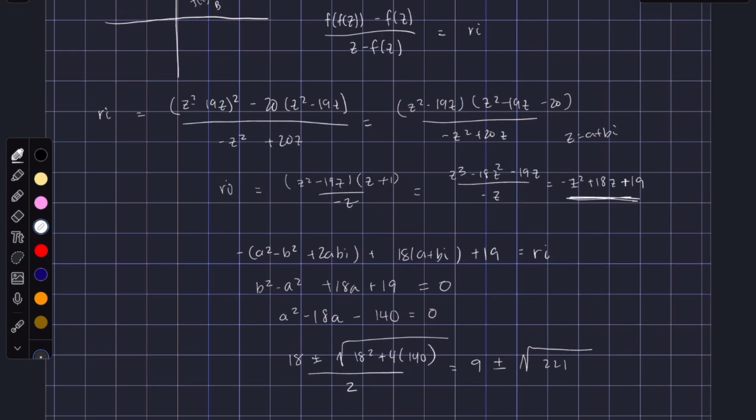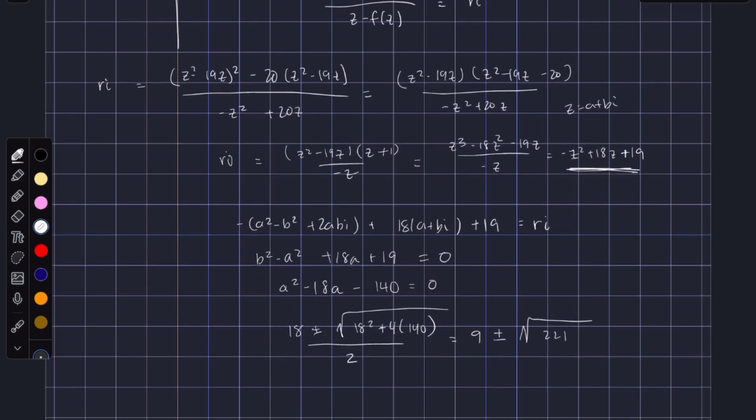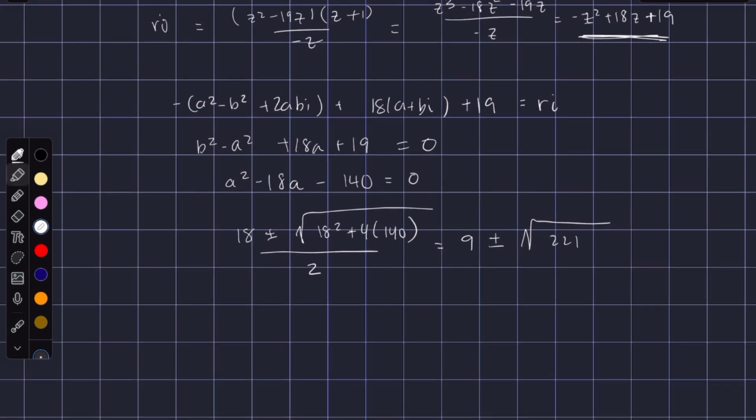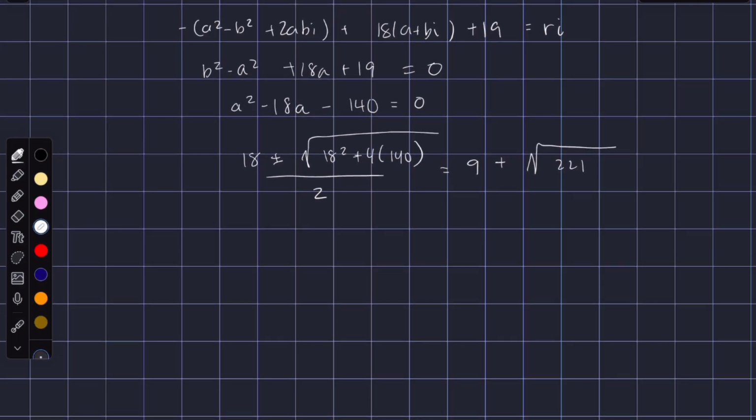So what is our question asking us? It's saying there's positive integers m and n such that one value of z is m plus square root of n plus 11i. What's m plus n? Well, in this case, we don't want the minus part, right? But that doesn't really matter. So let's erase that. This is our real part in our complex number, and so m plus n would be 230. So that's our answer.